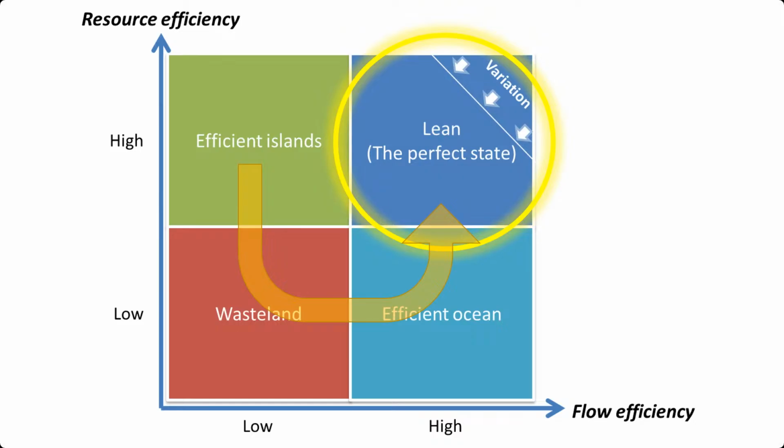So how do we do that? If we're saying, okay, we're going to reduce resource efficiency, we still need to figure out how we're going to move right here. We're going to move at least to the efficient ocean, to where we're more flow efficient. So there are a lot of different tools that you can use. One I'm going to focus on today is eliminating waste.